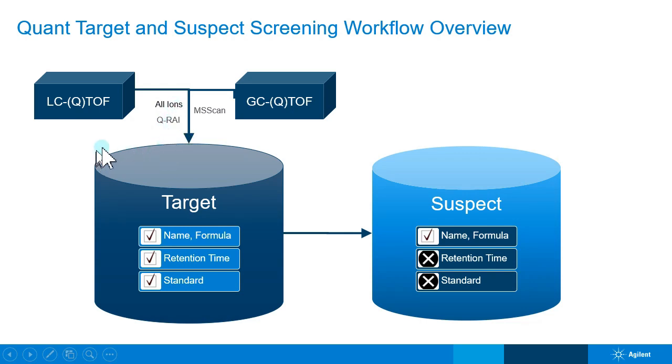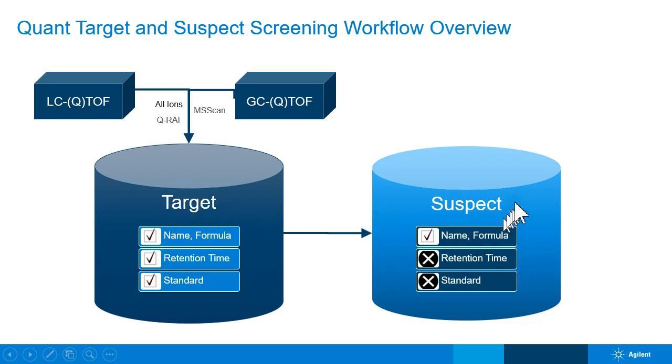Now, stepping back to what is a target and what is a suspect, there are a lot of different possible definitions, but one I'll use here is that a target has not only the name and formula, but also a retention time, because I've got the standard and I can build a real calibration curve from that and come up with final concentrations in the expected usage of Quant.